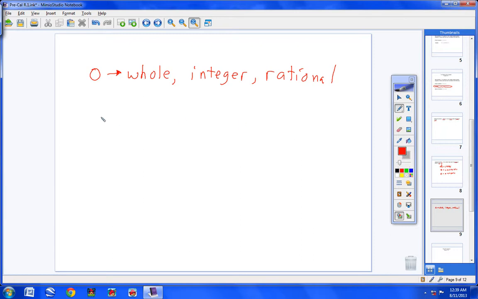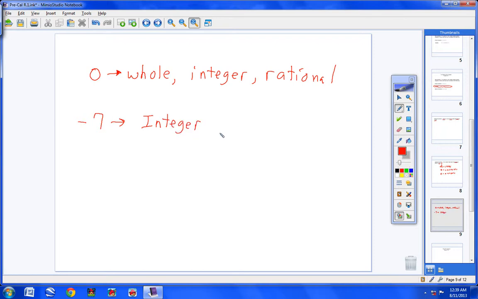Please take some really good notes on this. Negative 7. I want you to list all of the different categories that negative 7 falls under. Well, it would not be a whole number. Whole numbers start with the number 0 and go to the right. Negative 7 would be an integer.